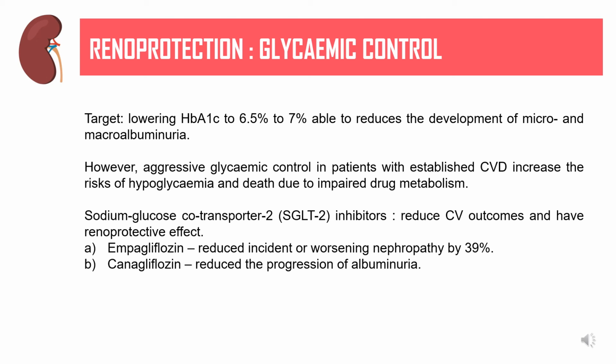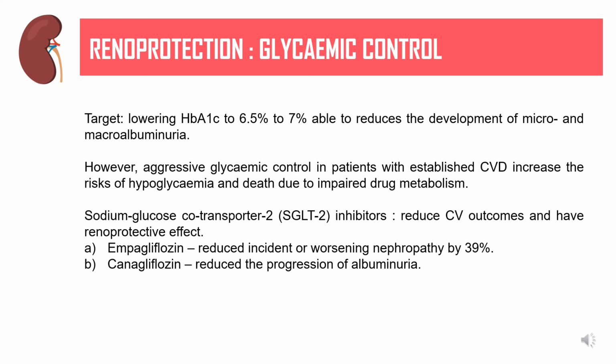Besides controlling her blood pressure level and reducing the protein excretion through urine, we also need to monitor the glucose level, as glycemic control is able to protect the kidney. The target for the HbA1c should be between 6.5% to 7%, which is able to reduce the development of micro and macroalbuminuria.